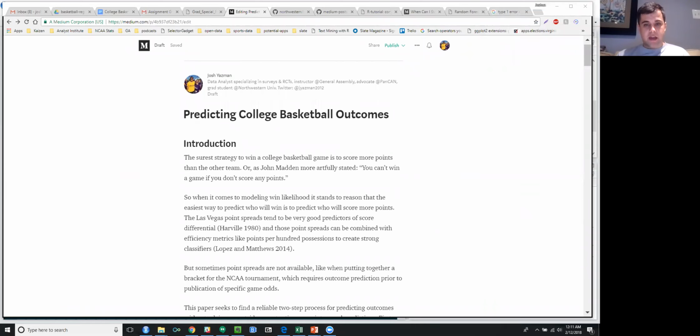But essentially, I started out with this premise that the best way to predict who is going to win a college basketball game is to actually try and predict who is going to score the most points. That seems intuitive, but it's also a strategic choice that I made in terms of lining up the types of models that I built first.